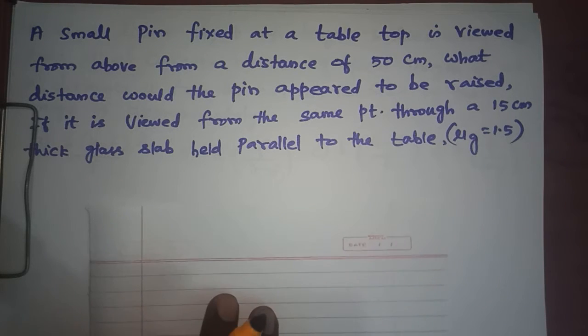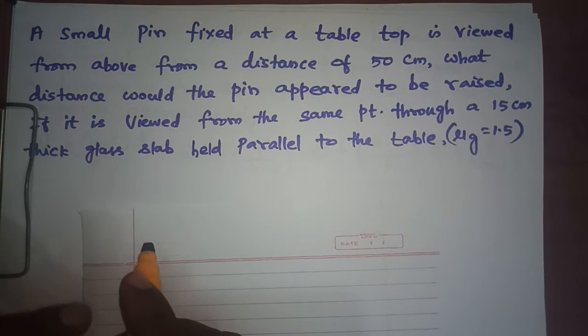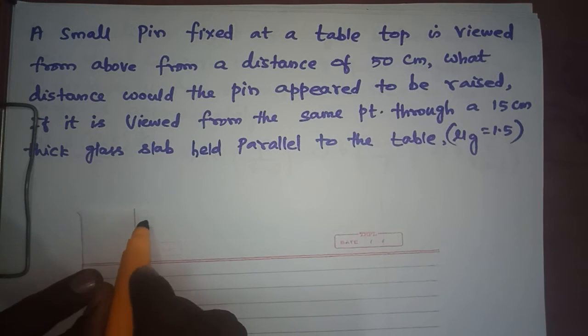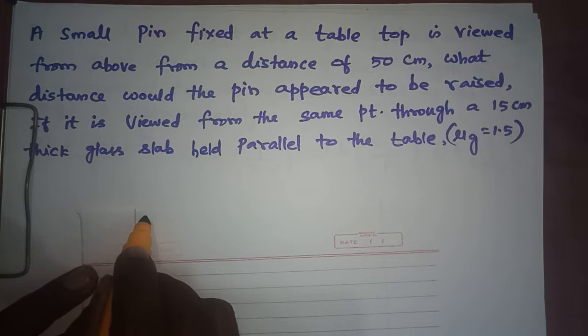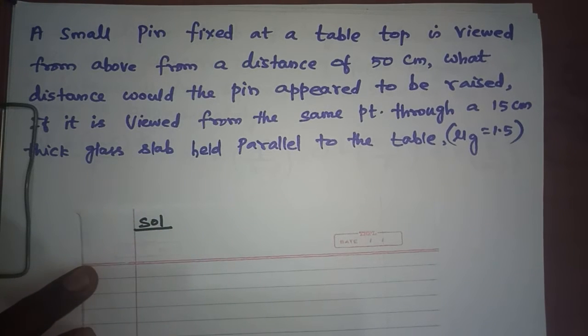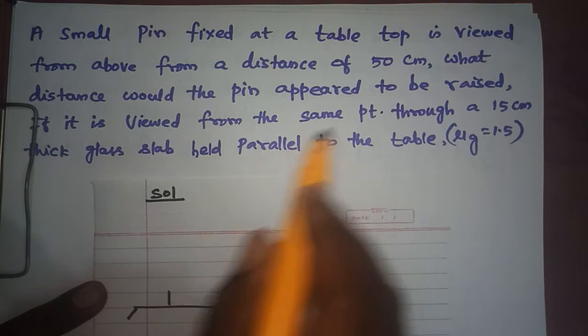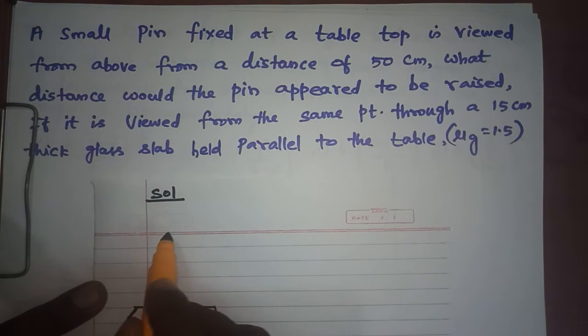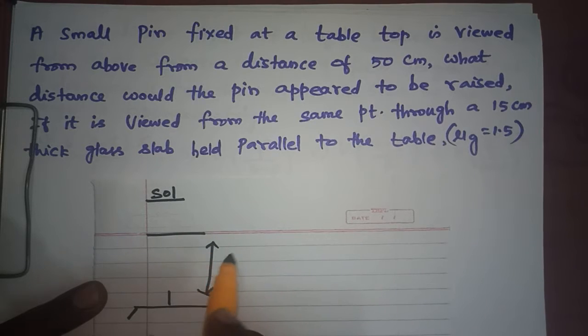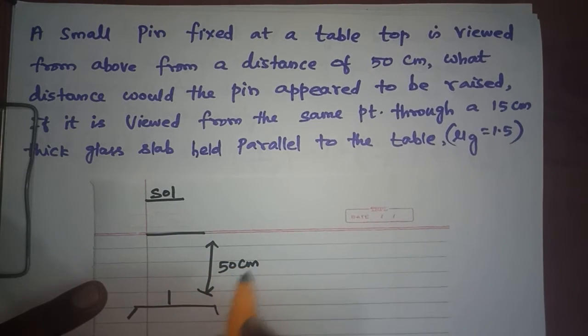First we have to chart out in which path the sum is being asked. I put up a diagram over here, and my solution part. One is a small pin fixed at a tabletop. Let us consider a table and a small pin fixed at this top, and it is viewed from above from a distance of 50 centimeter. Let us assume this is my 50 centimeter distance and the pin is seen from this position.